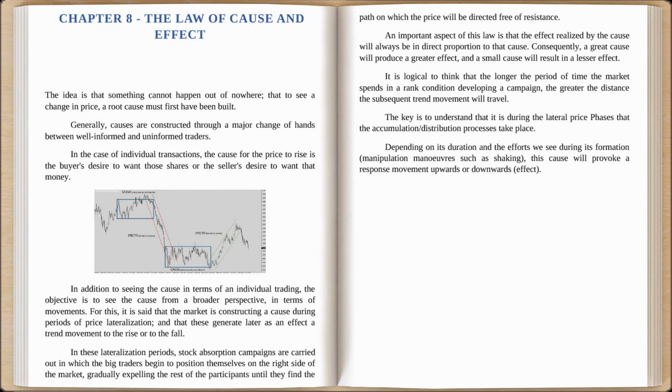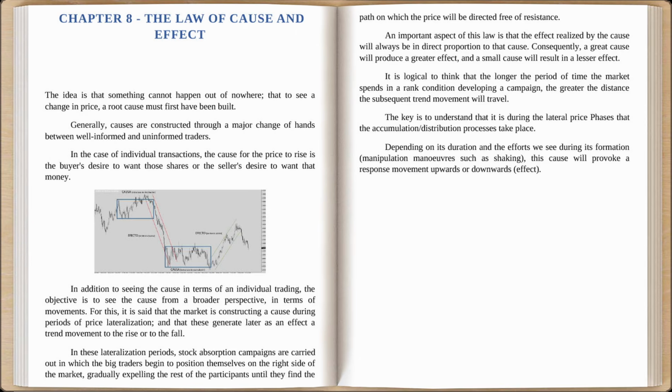Chapter 8. The Law of Cause and Effect. The idea is that something cannot happen out of nowhere; to see a change in price, a root cause must first have been built. Generally, causes are constructed through a major change of hands between well-informed and uninformed traders. In the case of individual transactions, the cause for the price to rise is the buyer's desire to want those shares or the seller's desire to want that money.